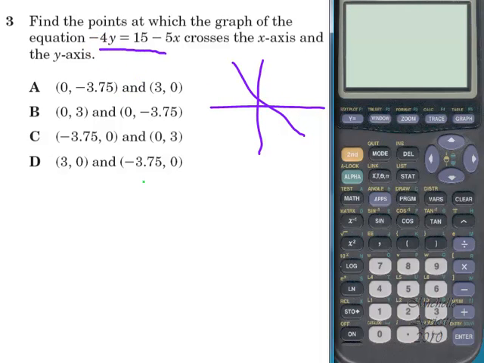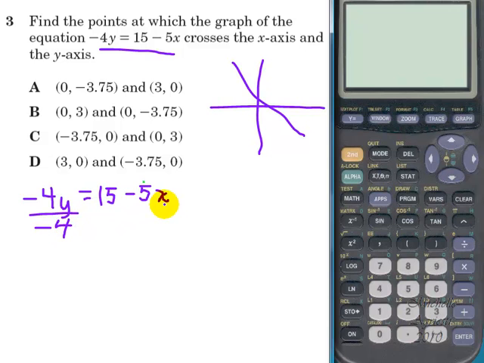So to find those points, it'd be nice if we graph the line, and we'll use the calculator to do that. But in order to use the calculator, we need to get the y by itself. So let's do that. We have negative 4y, and we want 1y. So what we need to do is do the opposite of what they're doing here, and they're multiplying negative 4 times y. So we would divide by negative 4.